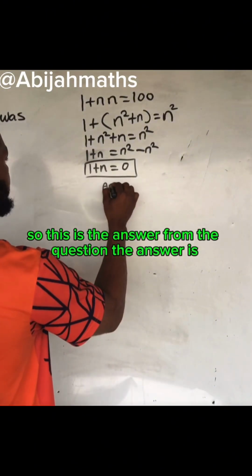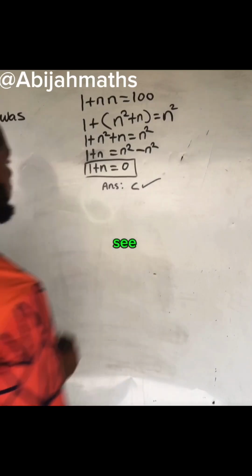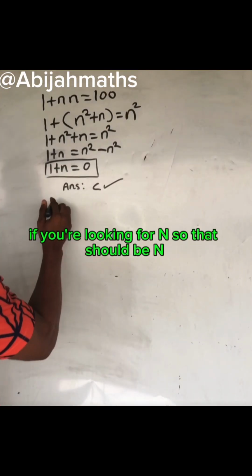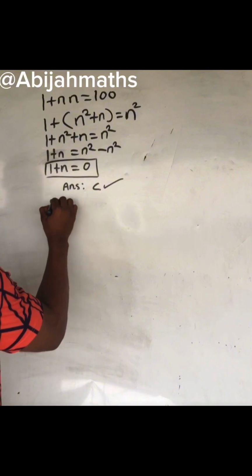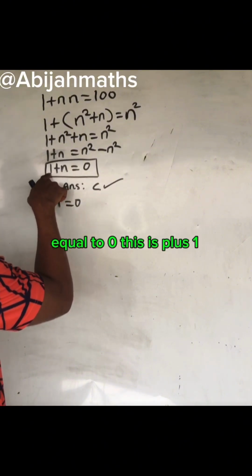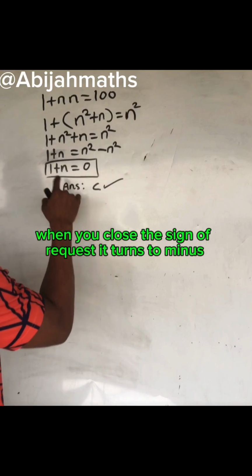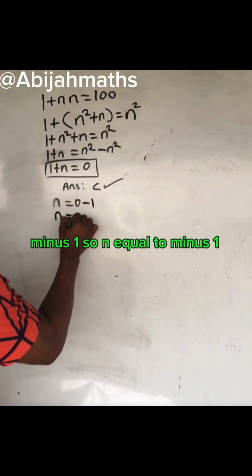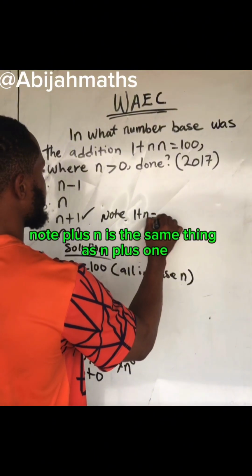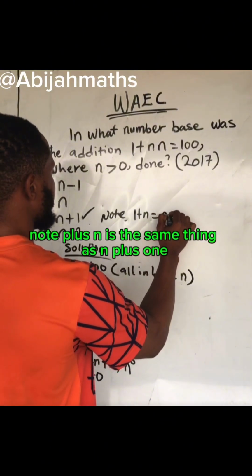The answer is C. In this case we can do something like this. If you are looking for n, that will be n equal to 0, plus 1, which across the sign of equality is also minus 1. So n equal to minus 1. So in this case, note, 1 plus n is the same thing as n plus 1.